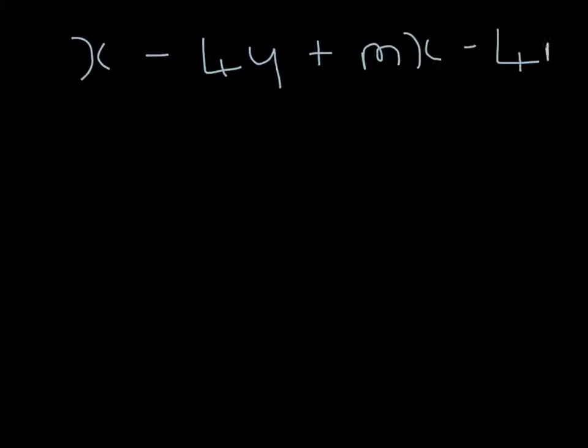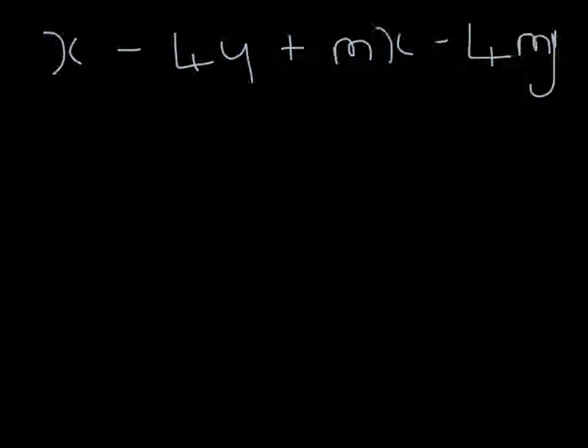It might look something like this, where we have, let's see, what will we have? Let's have x minus 4y plus mx minus 4my. Whoops, that's a y on the end there. Let me just move that over a little bit for you. Okay, so x minus 4y plus mx minus 4my.